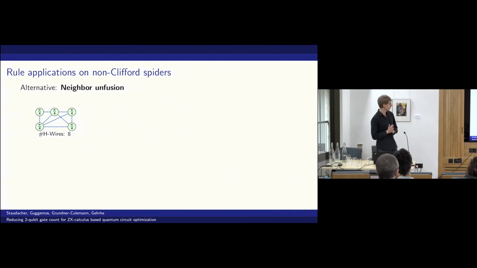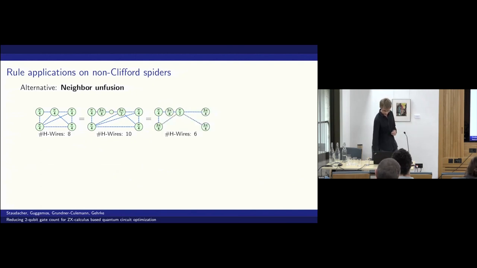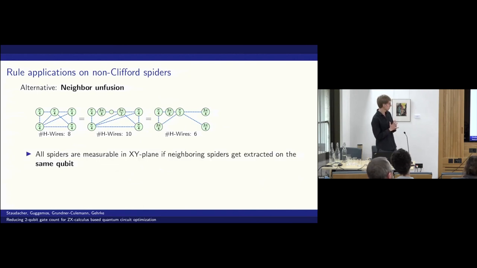So I came up with a kind of different technique, which I call neighbor unfusion, because instead of unfusing this unwanted part of the spider upwards, we unfuse it towards the direction of a neighbor of the spider. And then again, we can apply local complementation on this interior spider. And we see that we actually further decrease the Hadamard wire count. But this also sometimes has the problem that we generate spiders which are not measurable in the XY plane anymore.